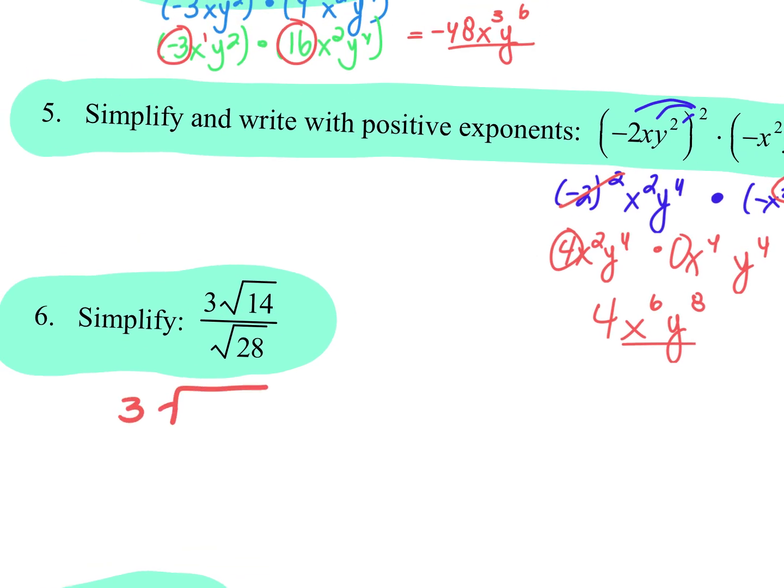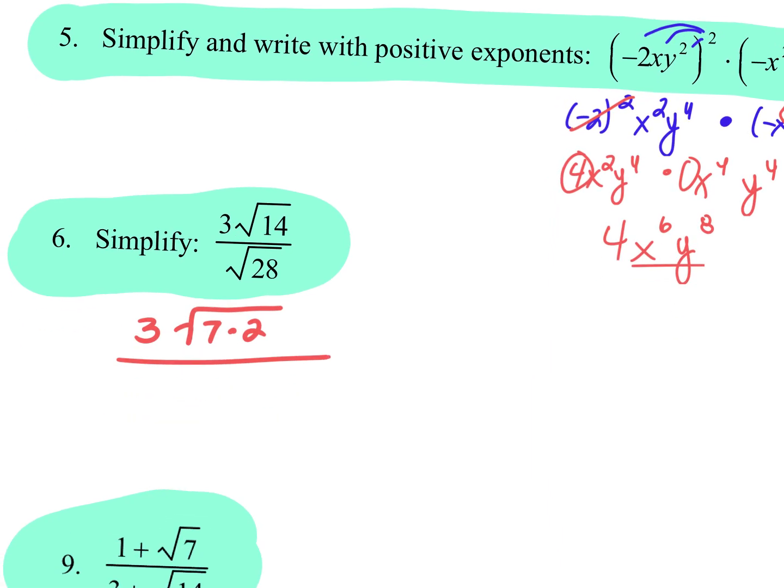What can I break 14 into? 7 times 2. Okay. What can I break 28 into? 7 times 4. Does this make our life much easier? If I have the same number underneath a radical in the numerator and denominator, what can I do? I can cancel. So my 7s cancel. Does anybody know what the square root of 4 is? It is 2. So what does our problem become? 3 square root of 2 over 2. Much easier than trying to rationalize first.